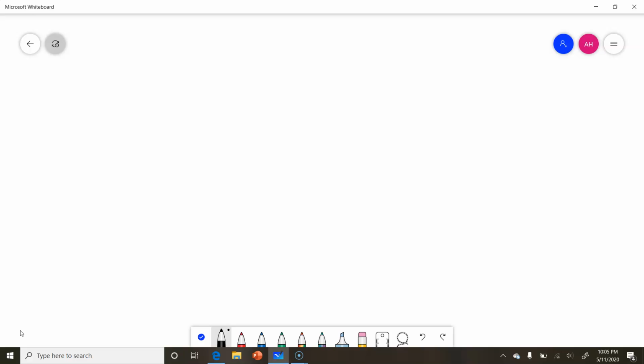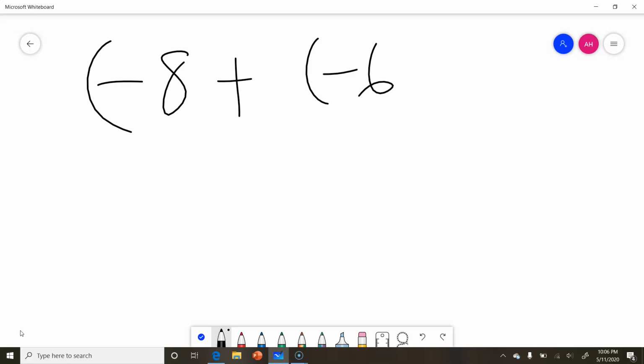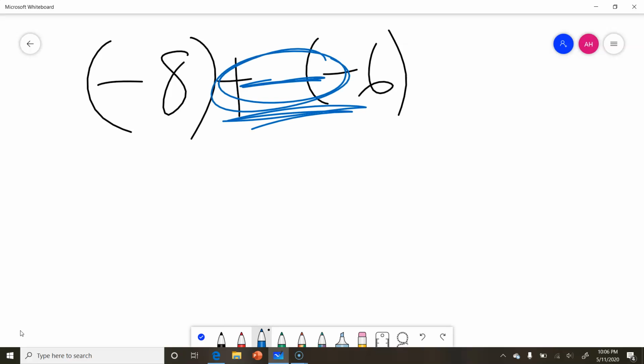Okay, now we are going to move on to adding and subtracting negative numbers. This was probably the harder part of our lesson for sure. So if we have -8 plus -6, if you remember how I taught you to do this, you just take the positive and negative and they become one giant negative sign.